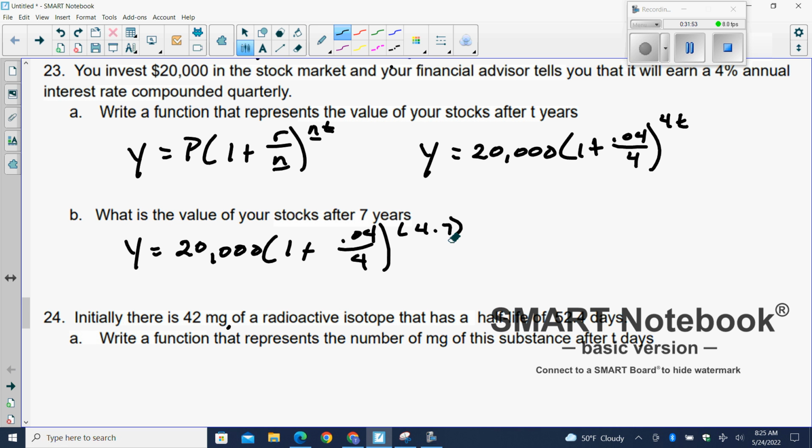And make sure you get, I'm going to double check my work before I hit enter. I got $26,425.82. Make sure you either put parentheses in the exponent or you do that multiplication first and then plug it in as just a number like 28.